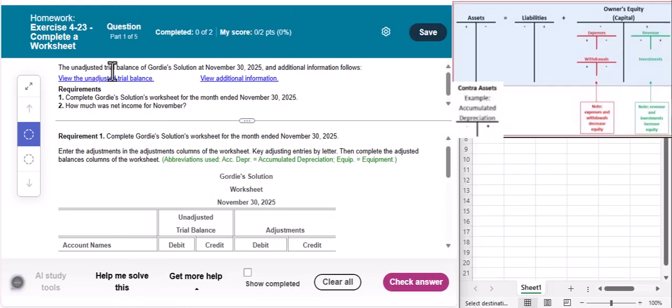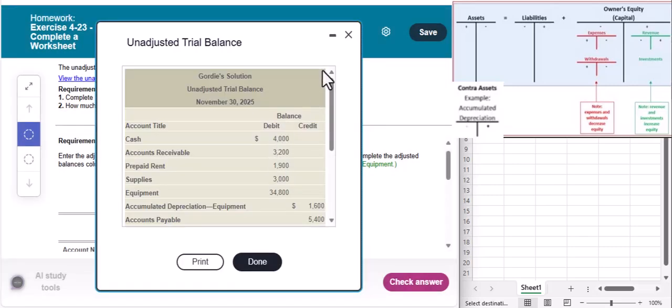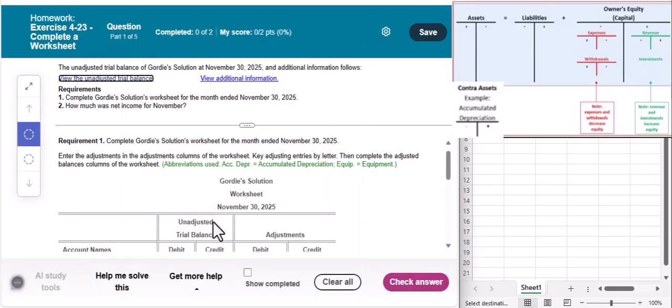The unadjusted trial balance of Gordy's Solutions at November 30th, 2025, and additional information follows. So we have the requirements here. We can view the unadjusted trial balance here, however it is below on this side, so we don't need that open. The first requirement is to complete Gordy Solutions' worksheet for the month ended November 30th, 2025.